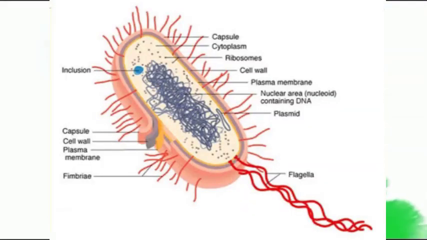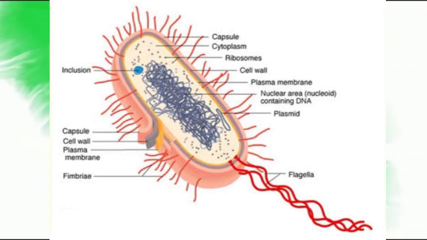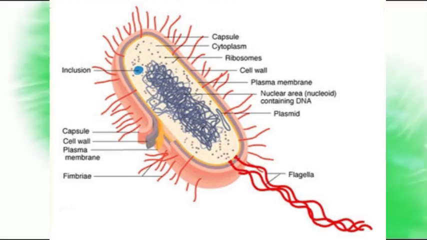Let's check the diagrammatic representation of a prokaryotic cell, especially a bacterial cell. Let's see how they contain capsule, cell wall, cell membrane or plasma membrane, cytoplasm, inclusion bodies, ribosomes, genomic DNA, plasmid DNA, flagella. Let's see this diagram carefully for your better understanding.